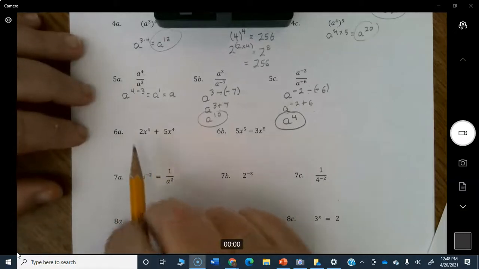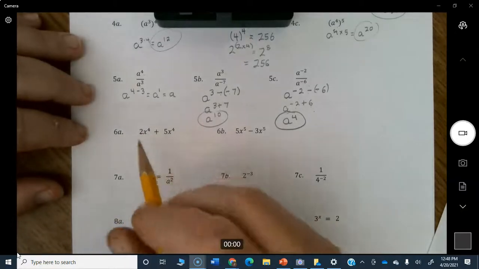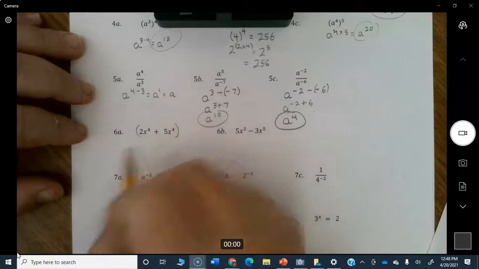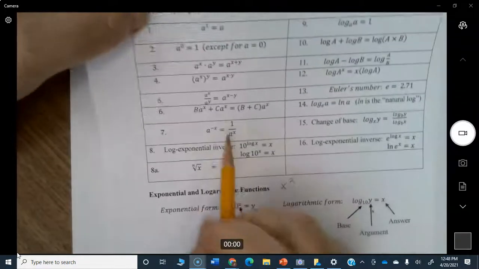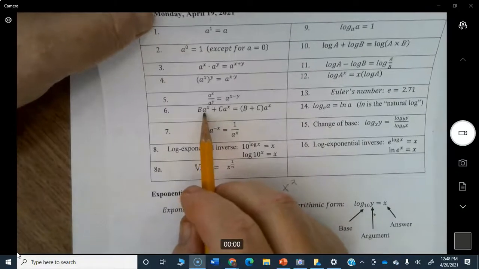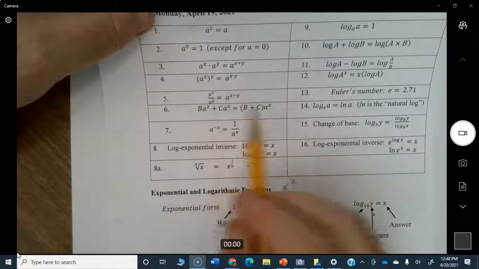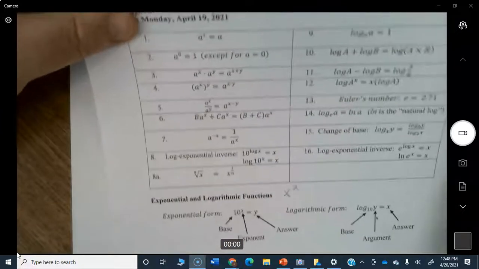Okay, this one's pretty straightforward. You can factor out the x to the 4th here. And by the way, it's this principle right here, number 6. B times a to the x plus c times a to the x. You can factor out the a to the x. That's something you've done before.